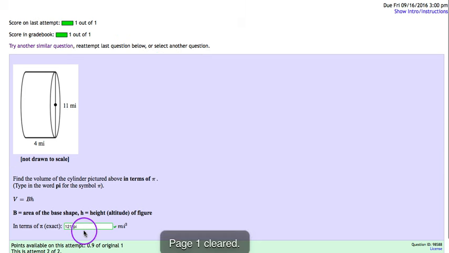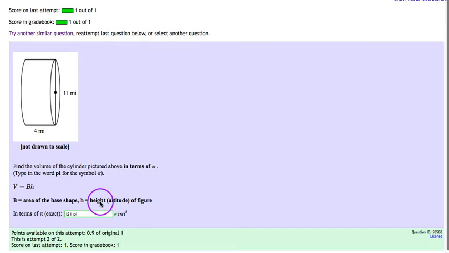So again, just double check that you're making sure you're writing pi in your answer, because if you forget to, it will mark it wrong.